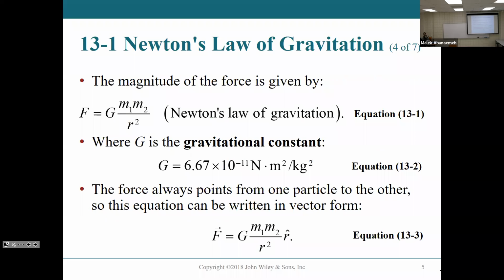Now, it wasn't until, again, Henry Cavendish that we got G, and then it was recalculated, but he got actually really close to it, within 1%. So the magnitude of the force is given by F = G m1 m2 over r squared, where big G is your gravitational constant, which is 6.67 times 10 to the negative 11.